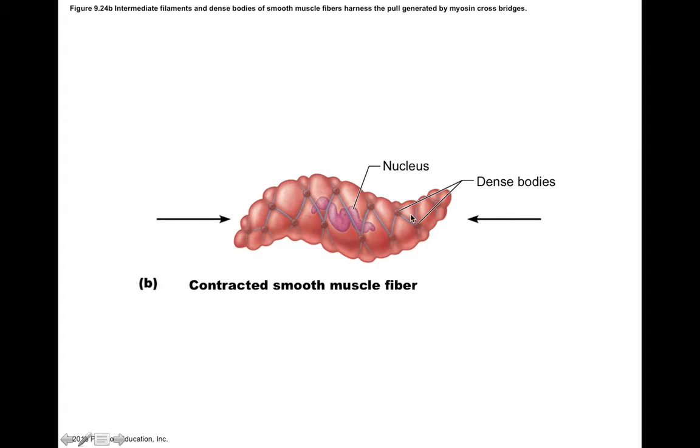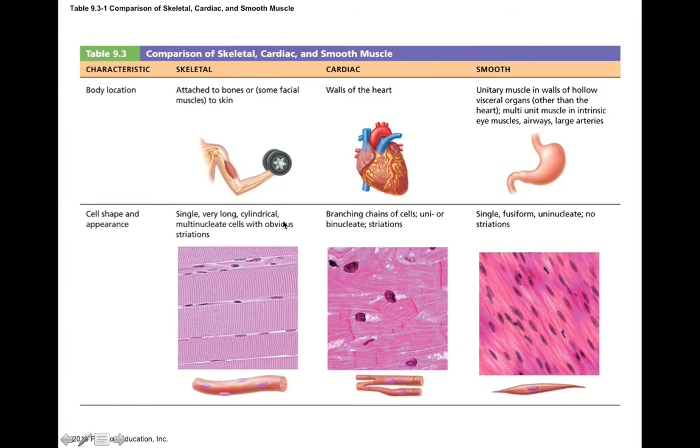So here's what a contracted smooth muscle cell would look like, where basically the myosin filaments would pull on these intermediate filaments linked up with the dense bodies, which allows for the whole cell to kind of bunch up and squeeze in a corkscrew manner. Now, in terms of the three major types, skeletal, cardiac, and smooth muscle, we're just going to compare and contrast these muscle types here.